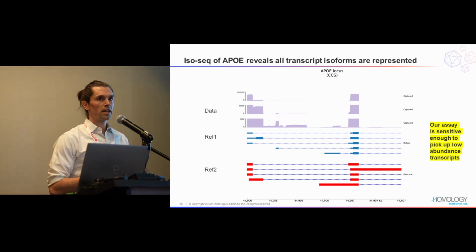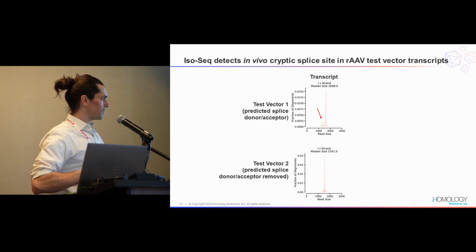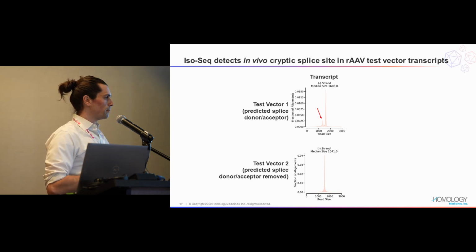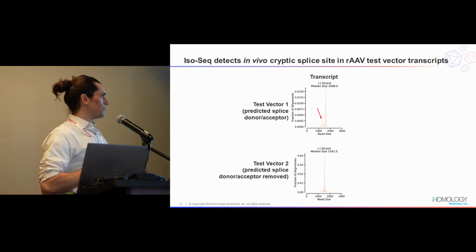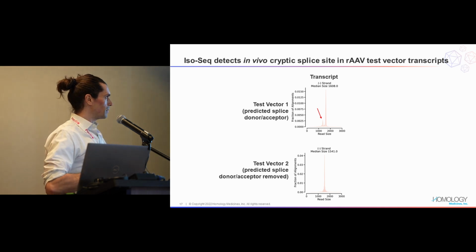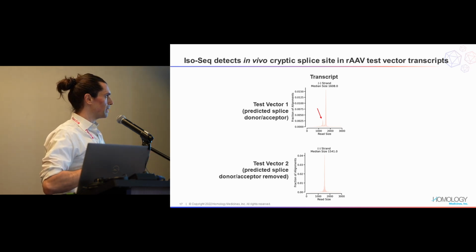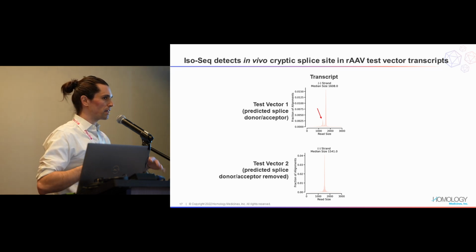And now I'm going to show you some data from some of the test vectors that we had looked at. Here we're looking at test vector 1 and test vector 2. In one of our computational models for predicted splice donors and acceptors, only 1 out of 3 of them predicted a pretty high confidence splice donor and acceptor site. The other 2 did not predict this, but we ran this sample, and sure enough, we have this splice donor and acceptor site that was acting about 10% of the time.